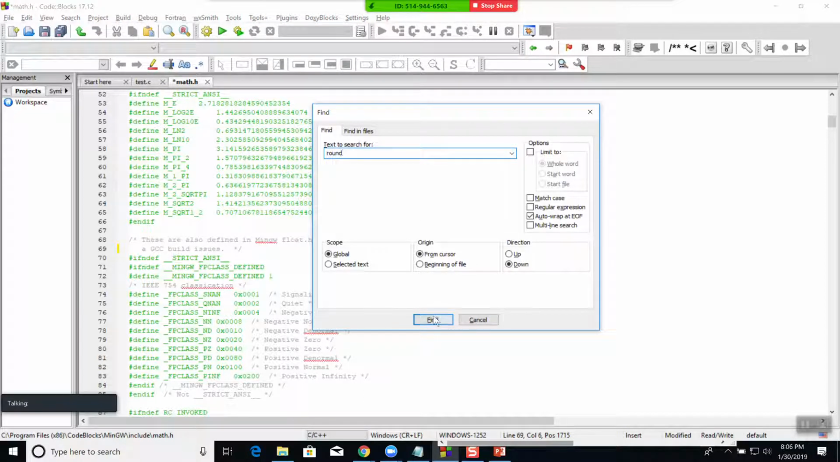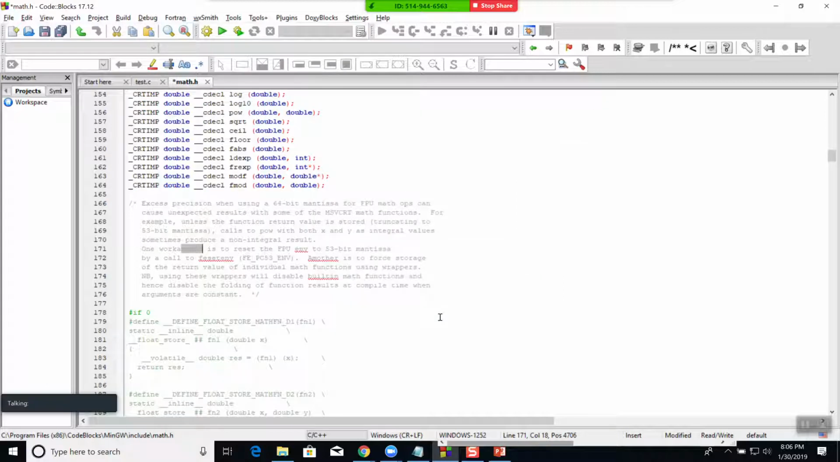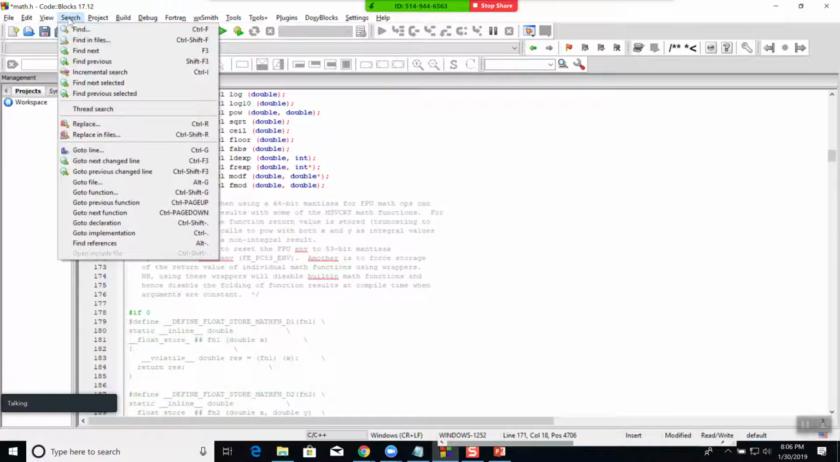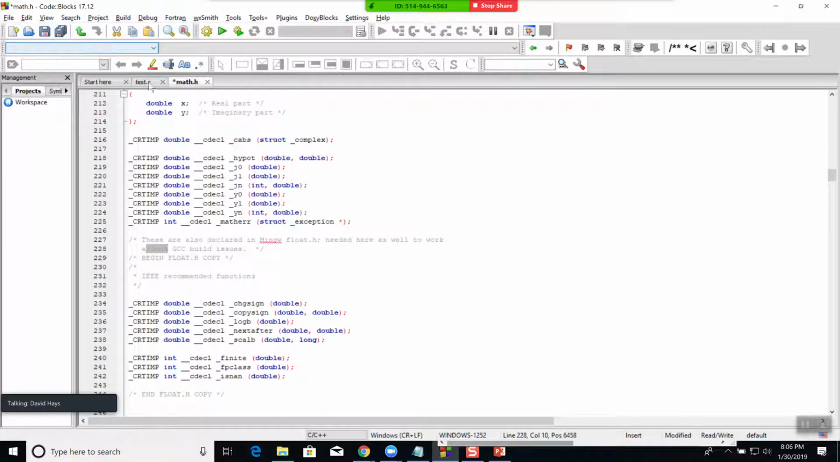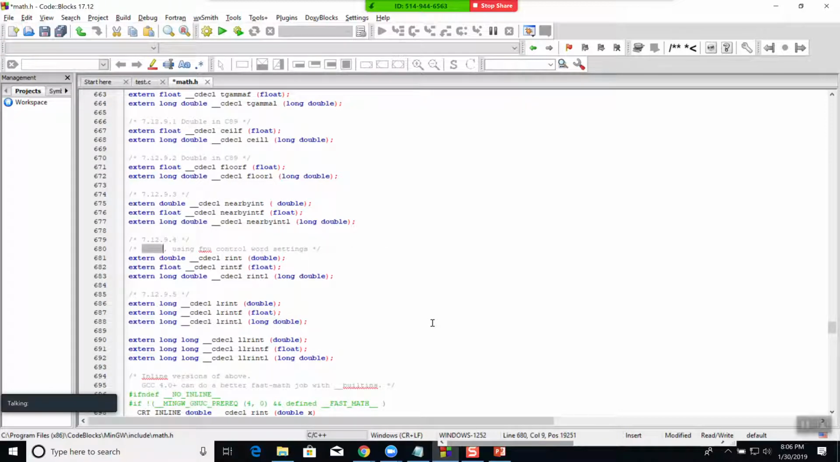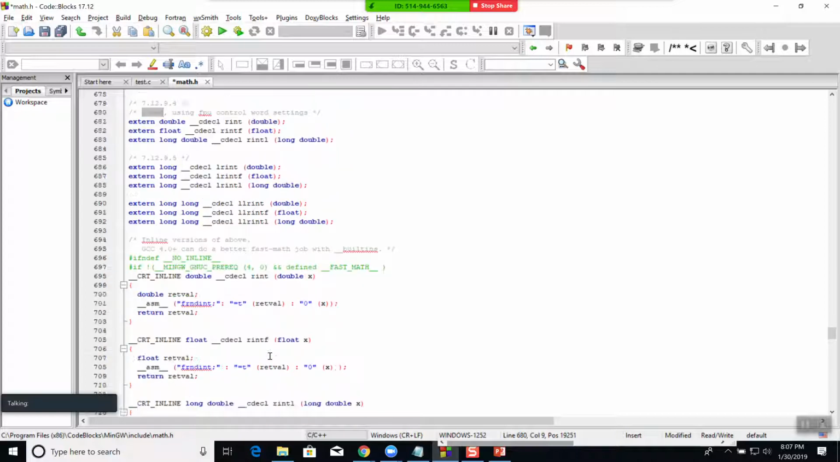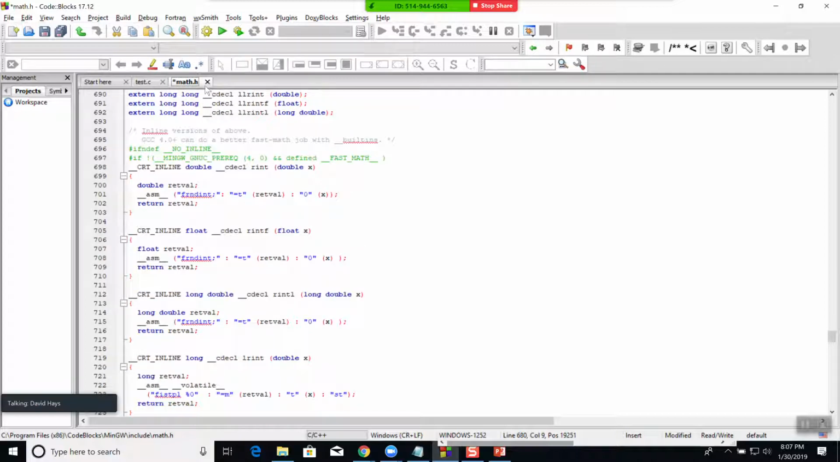Round. And do the next find. Find next F3. Round. Using FPU control word settings. Okay, I'll give up on that.